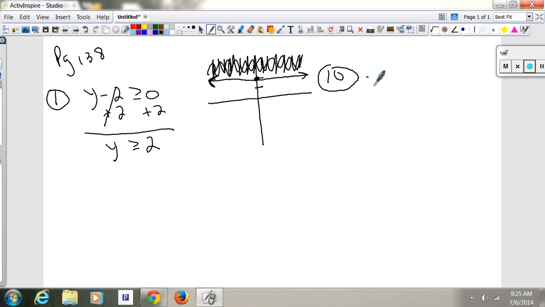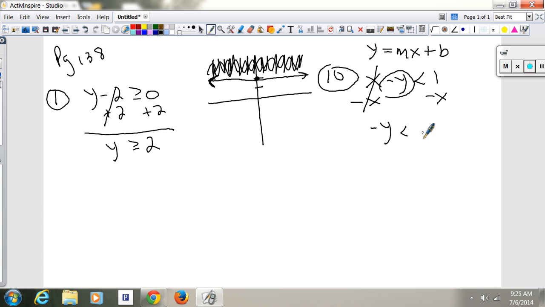Number 10 is x minus y is less than 1. So we want to get, again, y by itself. The slope-intercept form that we're looking for is y equals mx plus b. So we want to get the y isolated. It's much easier to graph and see the solutions. So you're still going to have negative y right here, is less than negative x plus 1. We're going to keep it in this format right here.